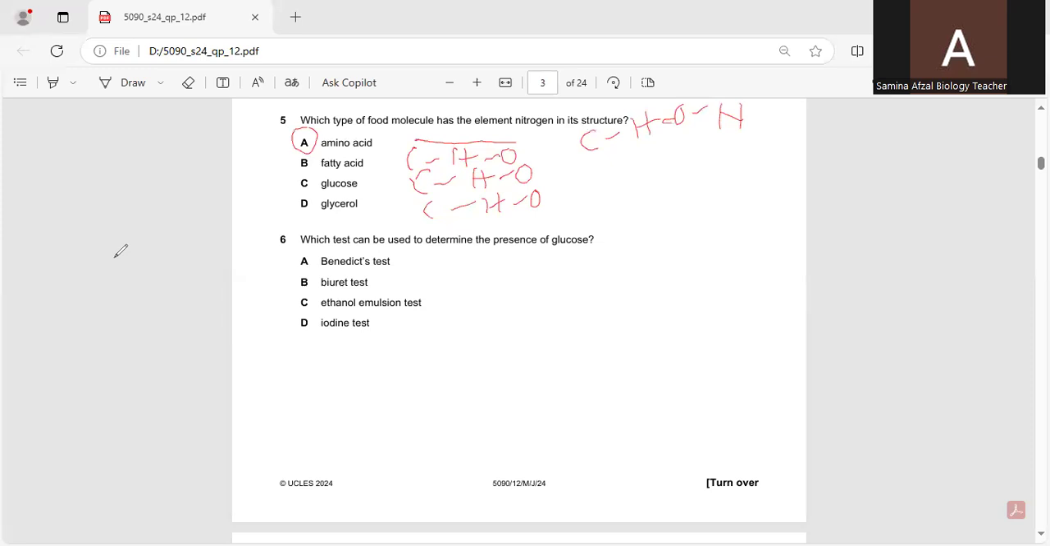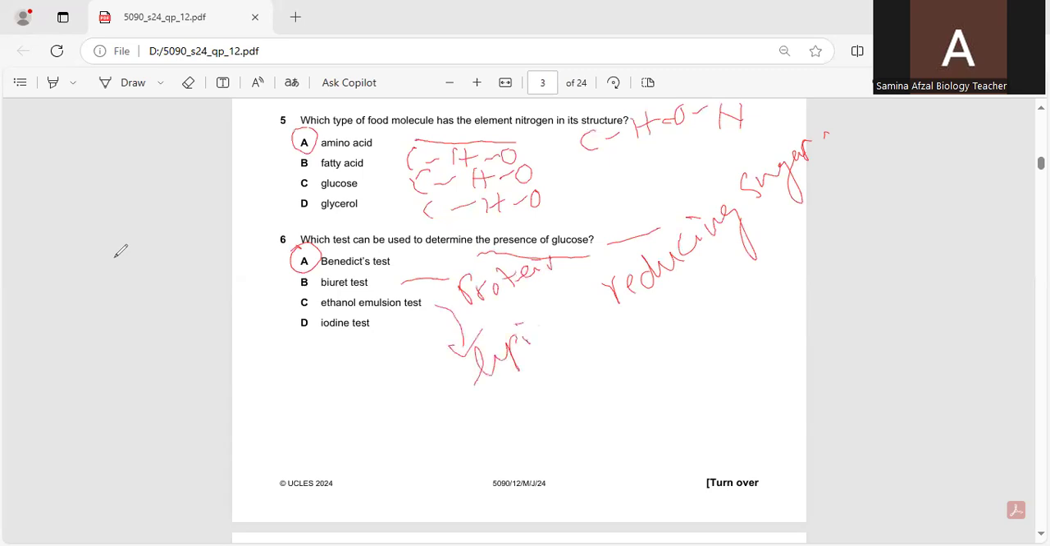Question number 6: which test can be used to determine the presence of glucose? Glucose is a reducing sugar, and the test for reducing sugar is the Benedict test. A is the correct option, because the biuret test is for proteins, the ethanol emulsion test is for lipids or fats, and the iodine test is for starch. So only A is the correct option.